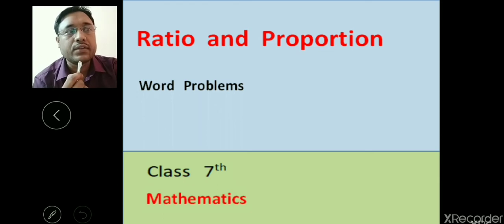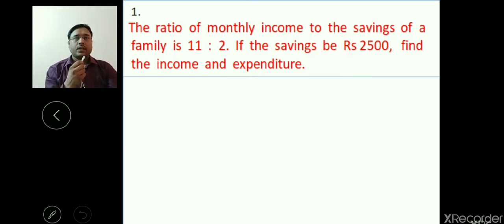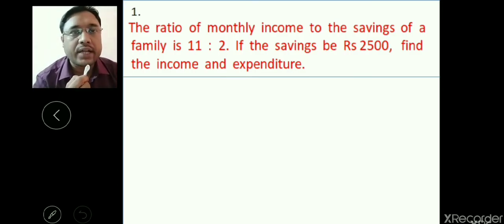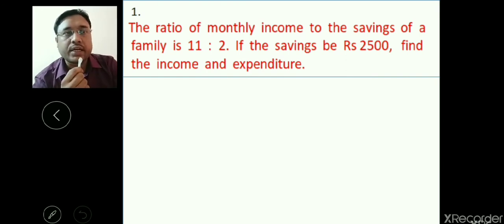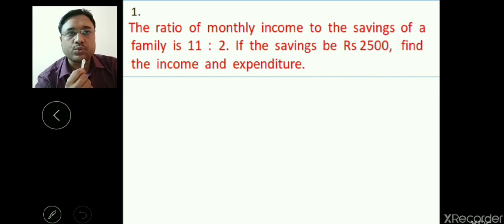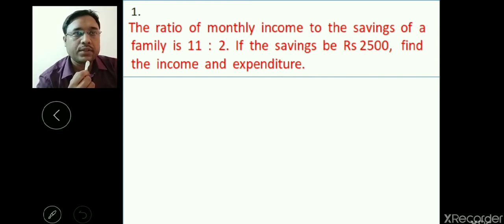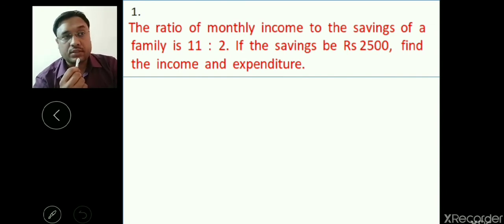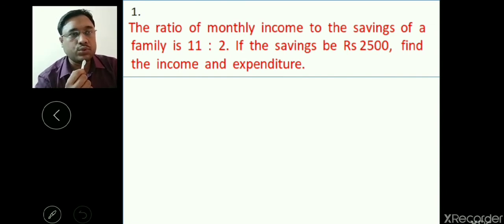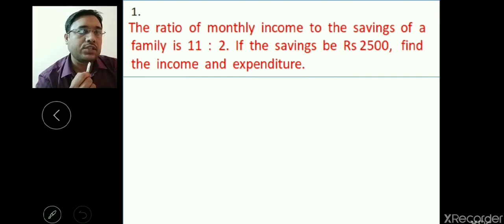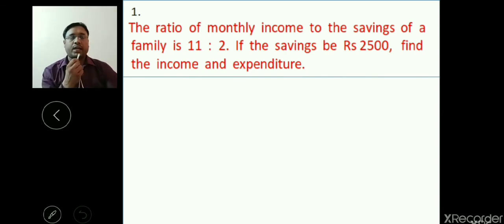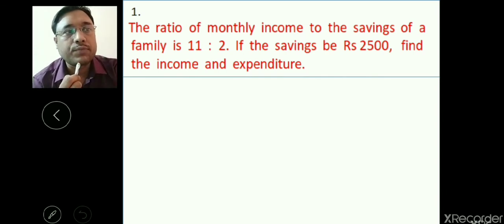We can see the first question here. Given that the ratio of monthly income to savings of a family is 11 is to 2. If the savings is rupees 2500, find the income and expenditure. Both the things you have to find out.